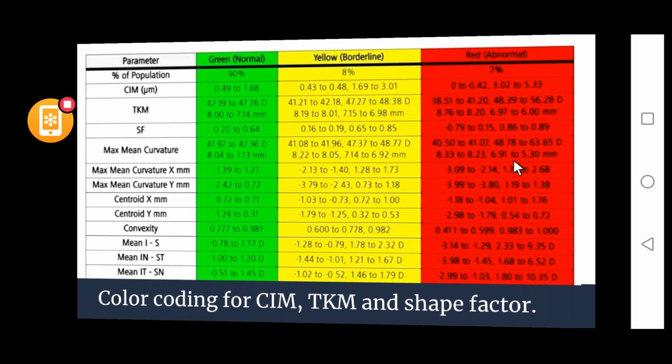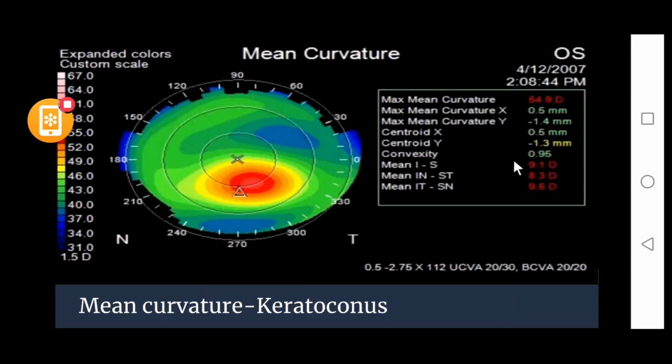Right. So now let's have a look at this. This is the mean curvature map of a keratoconus. Let's start from our basics. First things first, what we will look at is the type of scale which is used. It is a custom scale, and what you see here is known as expanded colors. In this, more than 23 shades of colors are used. The minimum value is 31 diopters, the maximum is 67 diopters, and it is at a 1.5 diopter step, right?